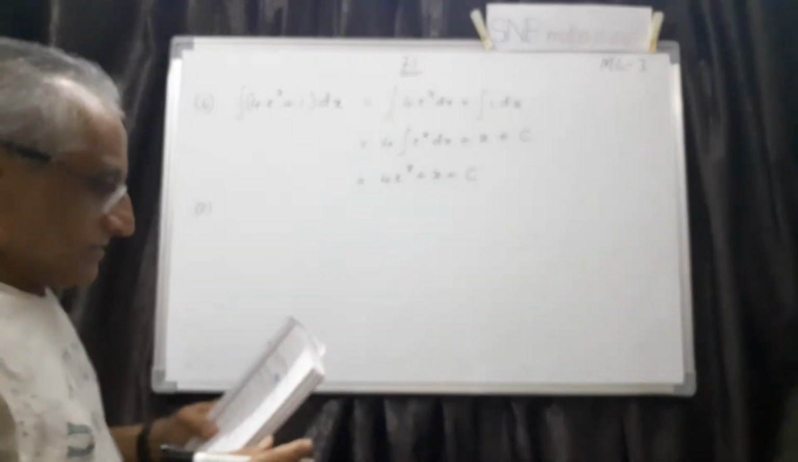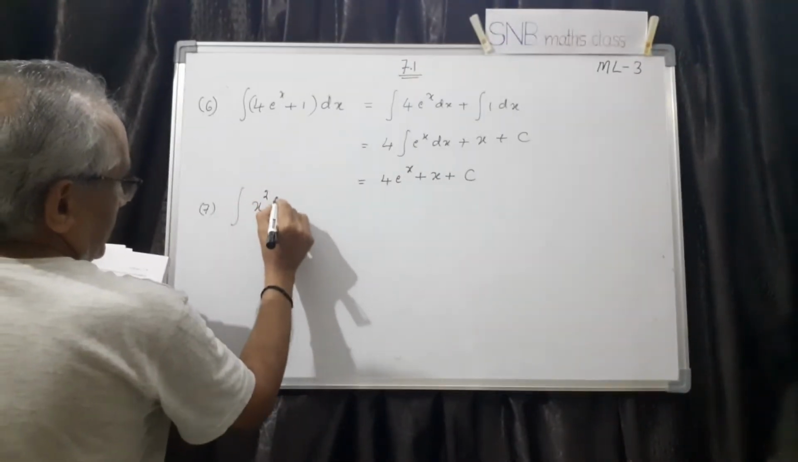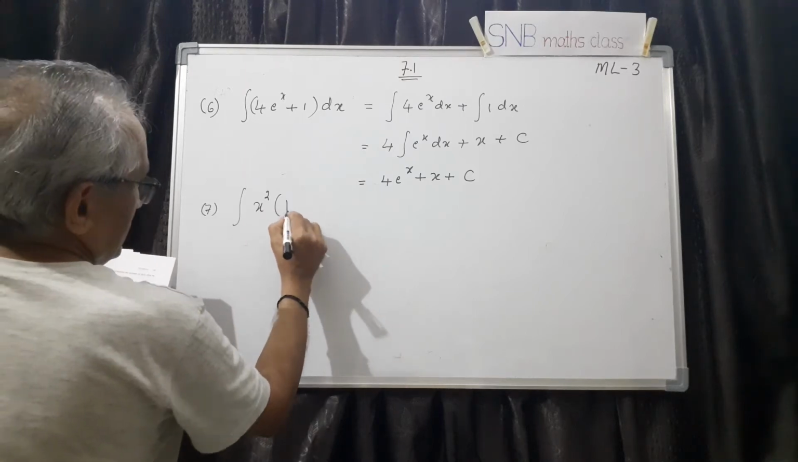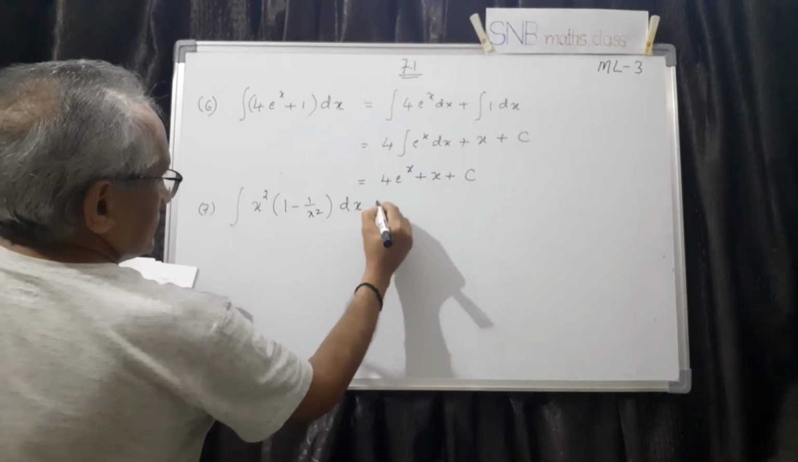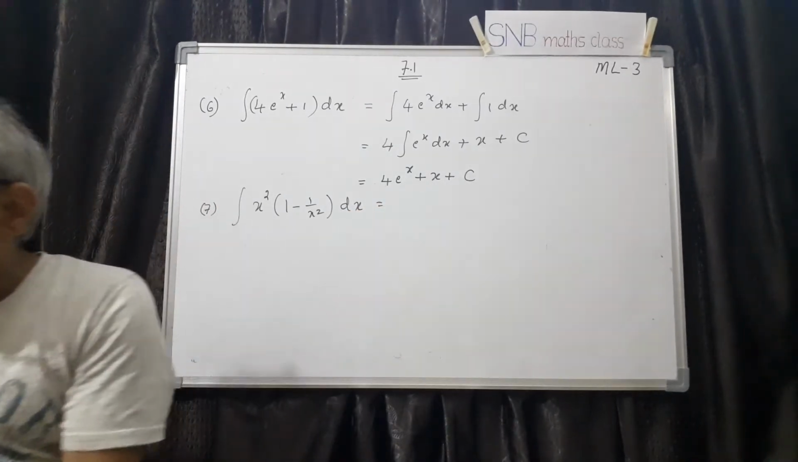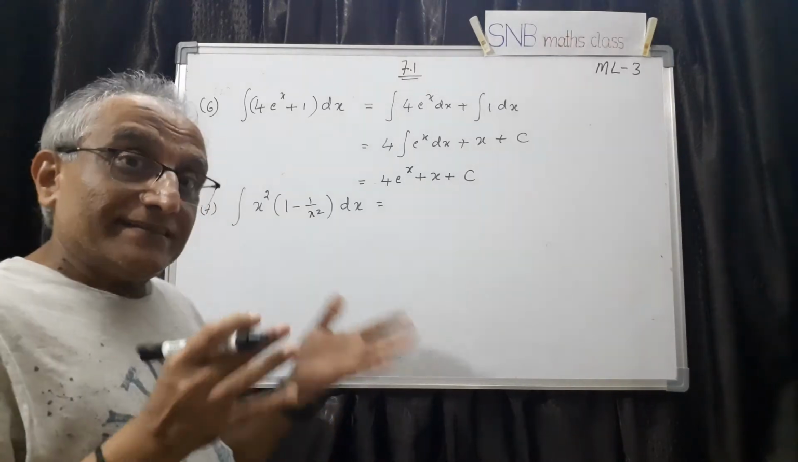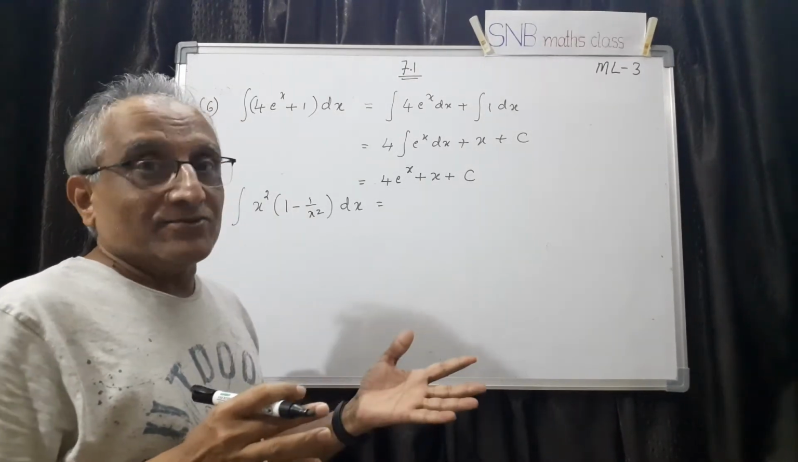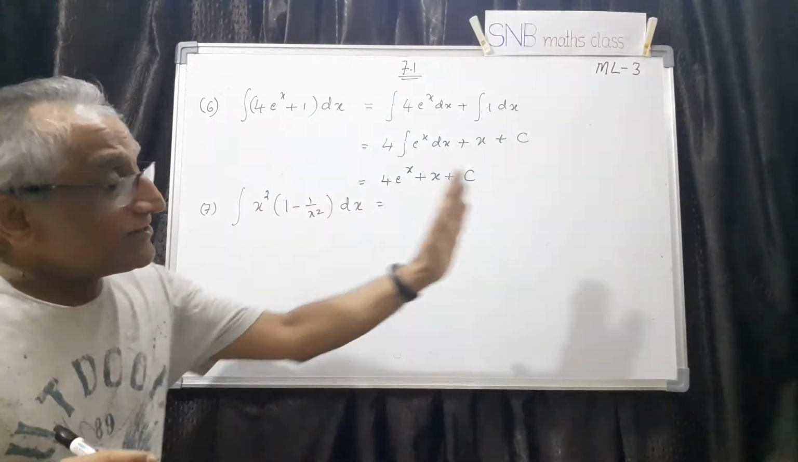Say the seventh question is this. Integration of x square, then 1 minus 1 by x square, then dx. See, normally integration is the test of your intelligence. See, rules are there, but you can't directly apply the rule. You have to change the given question into our requirement, then you have to integrate.